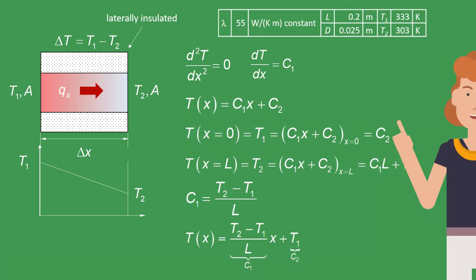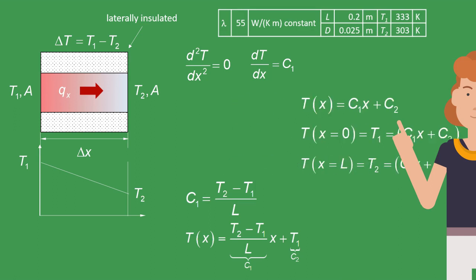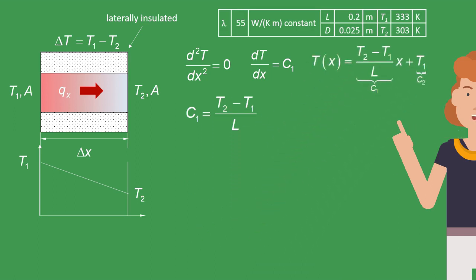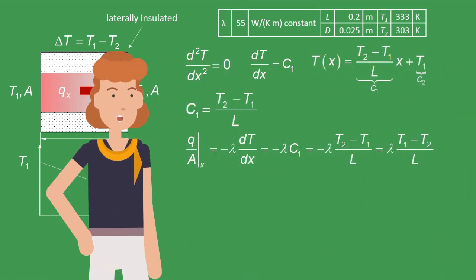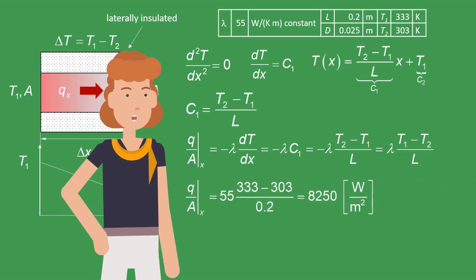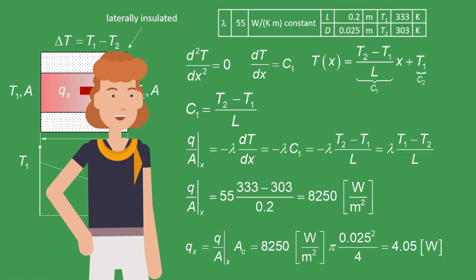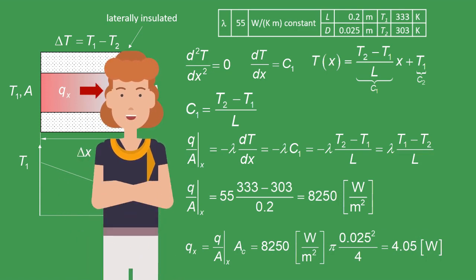Let us calculate the heat transfer rate. Once we have the expression for the temperature profile, we can find the derivative and apply Fourier's law. Substituting the values of the statement in the expression of the heat flux, we find the result. Did you obtain the same results?